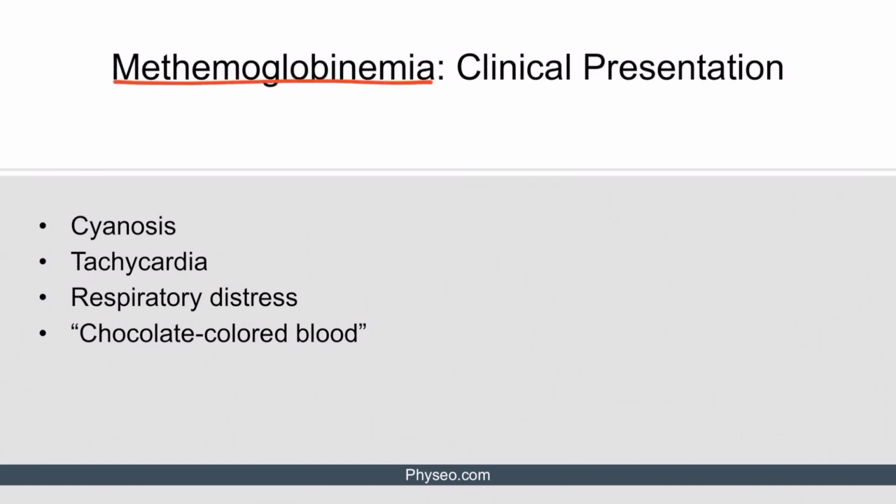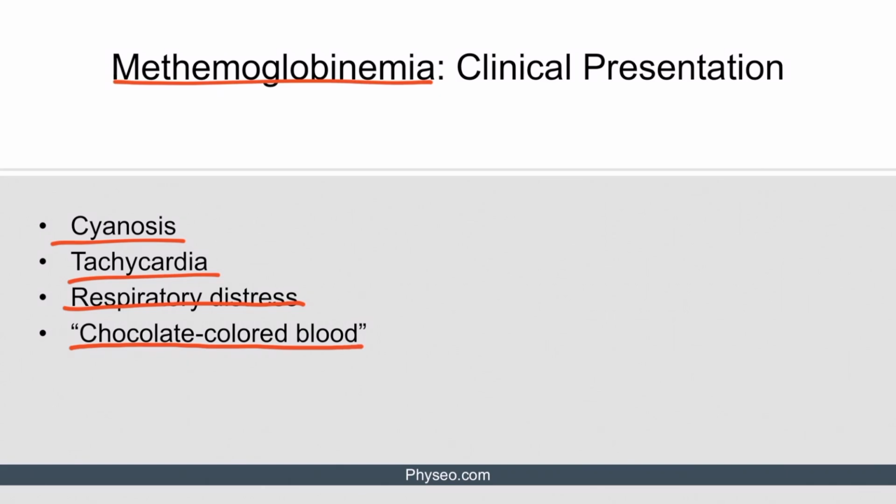Clinically, methemoglobinemia presents as cyanosis, tachycardia, and respiratory distress. This should make sense given that molecules of methemoglobin are unable to efficiently bind and deliver oxygen to tissues. Another particularly high-yield point regarding the clinical presentation of methemoglobinemia is the so-called chocolate-colored blood that can be seen upon a blood draw.